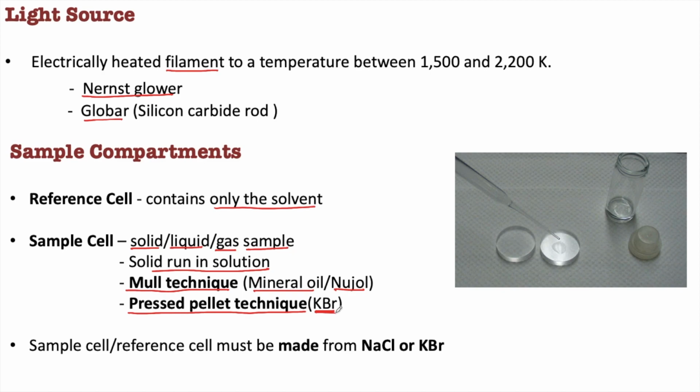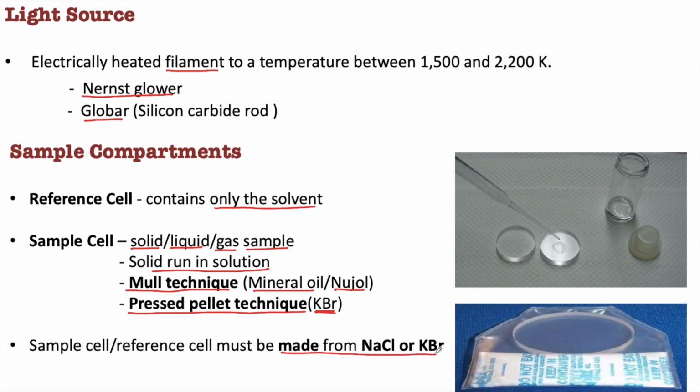So this is how the salt plates look and how the paste or the solution is applied over them. And then these two plates are pressed against each other and then inserted into the spectrometer. And we have to take care that these sample cells, reference cells, or salt plates must be made from NaCl or KBr. And the other thing which we have to take care of is that they must be stored in a water-free environment because water itself strongly absorbs infrared radiations.